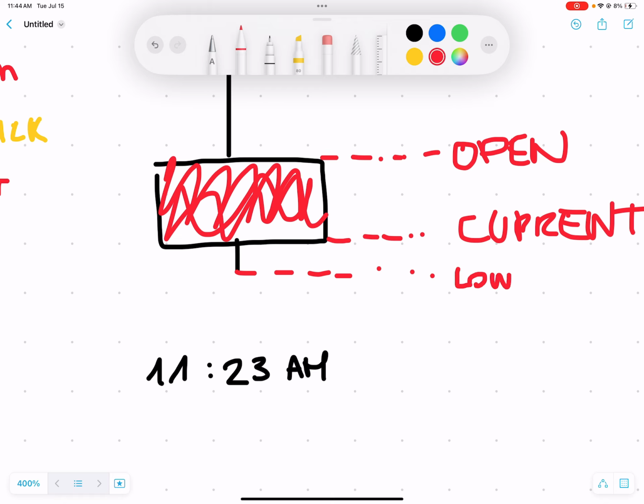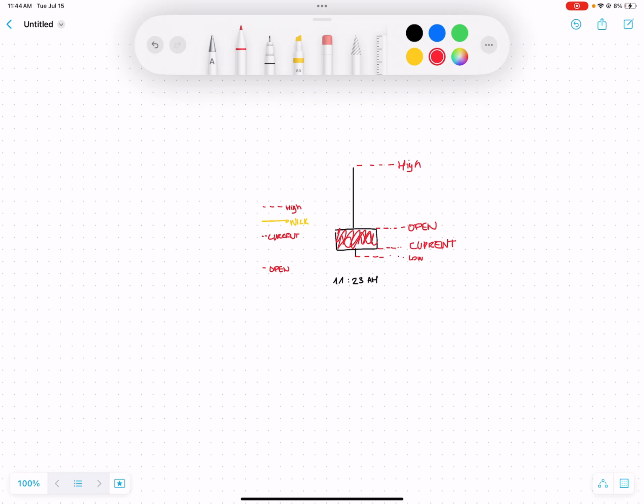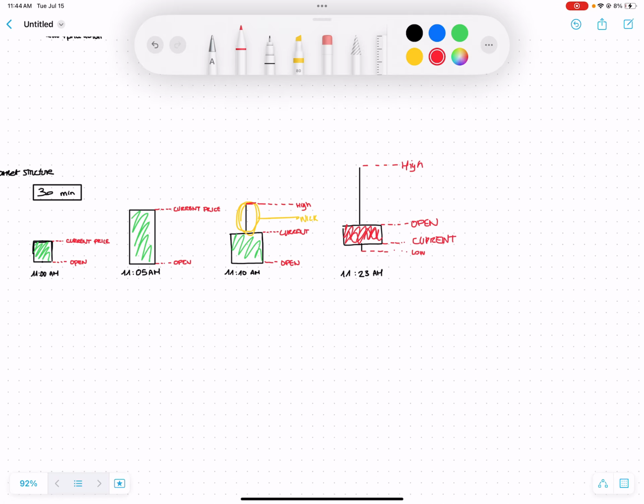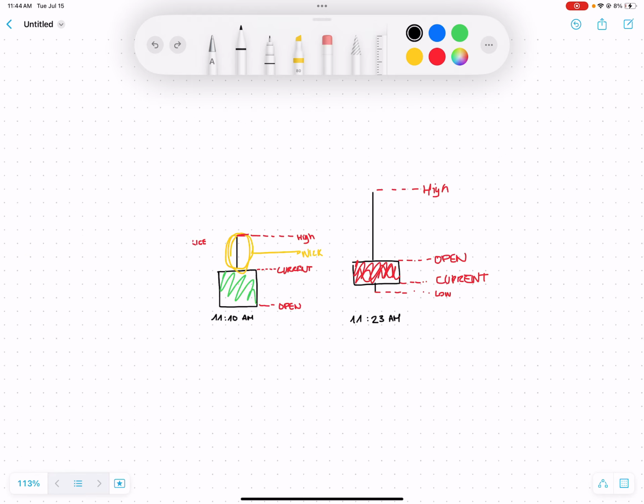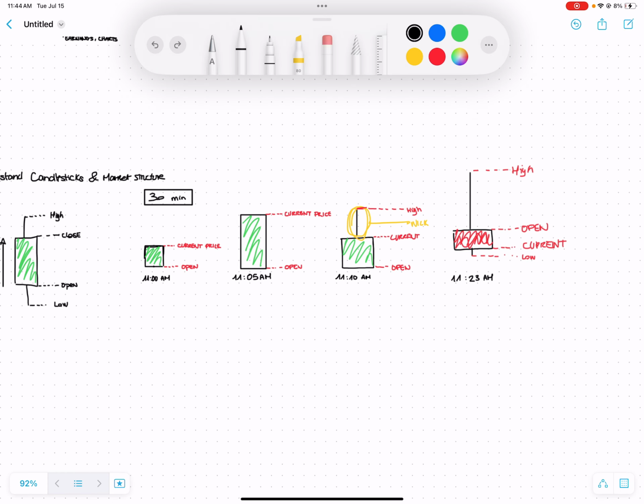Because this is the lowest point this candlestick has hit. Okay? Now, what can we tell from this candlestick? The first thing we can tell is that at the open, actually, let me just zoom out so we can better see what happened throughout the history of this candlestick. So 11 a.m., we had an open, okay?